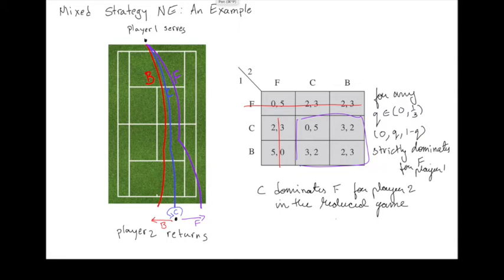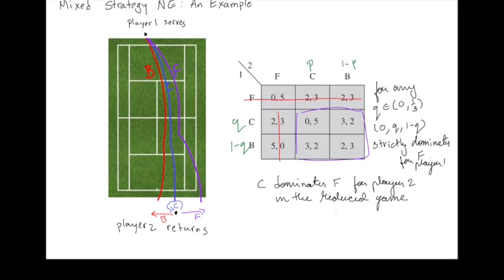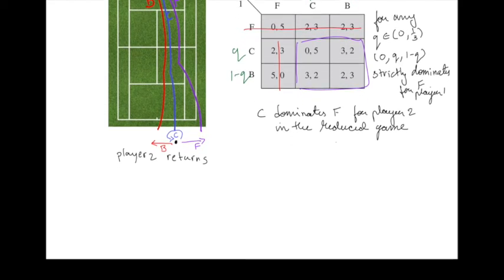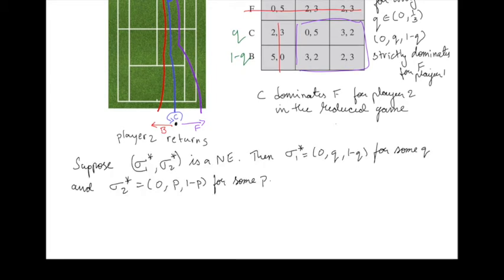Since there's no pure strategy Nash equilibrium, we're going to have to find a mixed strategy Nash equilibrium. Let Q be the probability that player 1 plays C, and 1 minus Q be the probability that he plays B, and let P be the probability that player 2 plays C, and 1 minus P be the probability that player 2 plays B. We can now solve for what P and Q need to be.